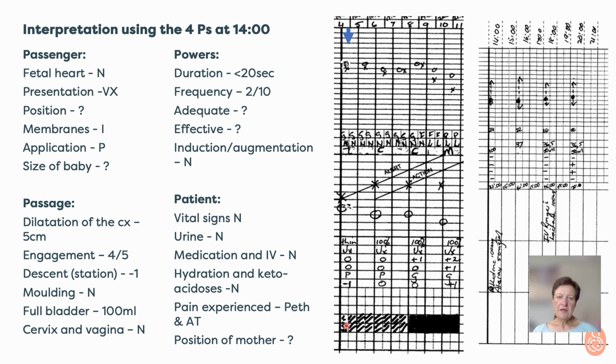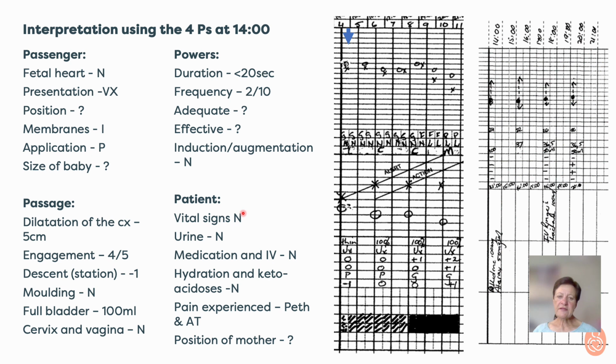The powers we see here, the contractions are now between 20 and 40 seconds. The frequency is 2 contractions in 10 minutes. We're still not very sure whether they're adequate or effective. It almost doesn't look so, because on the one hand the patient has progressed in the sense that the cervix has dilated more, but it didn't help to get the head more engaged. So that's why we still have question marks here. We're not 100% sure whether these contractions are effective. We'll have to look, now that the patient is in the active phase of labor, how it goes with that.